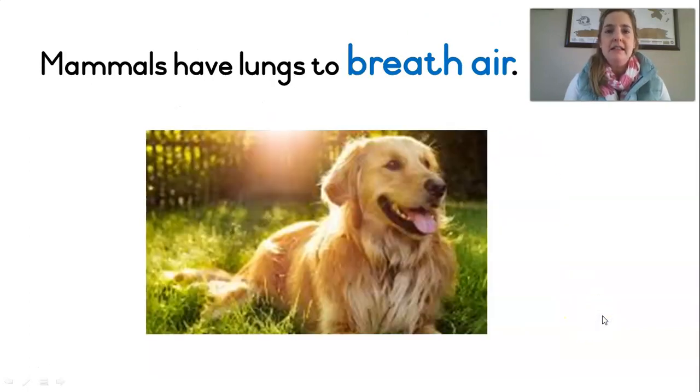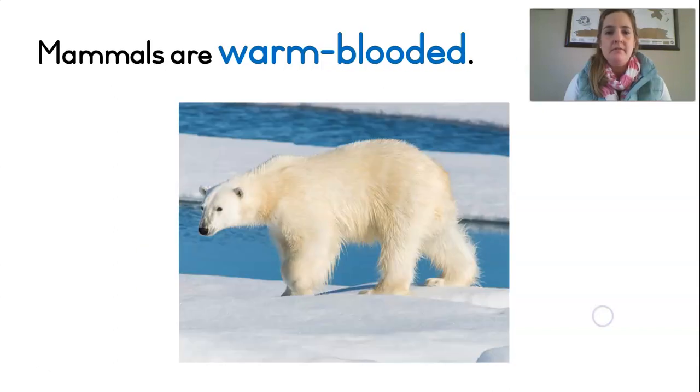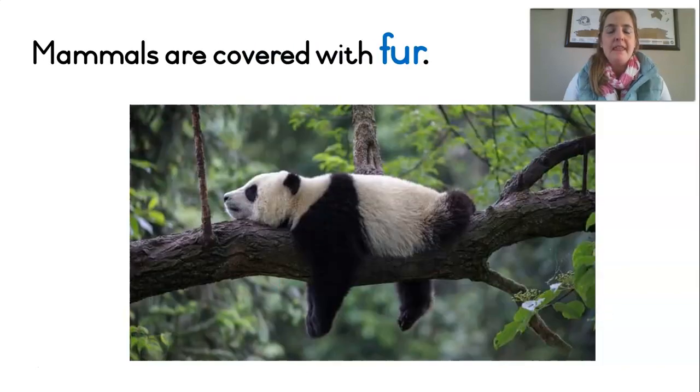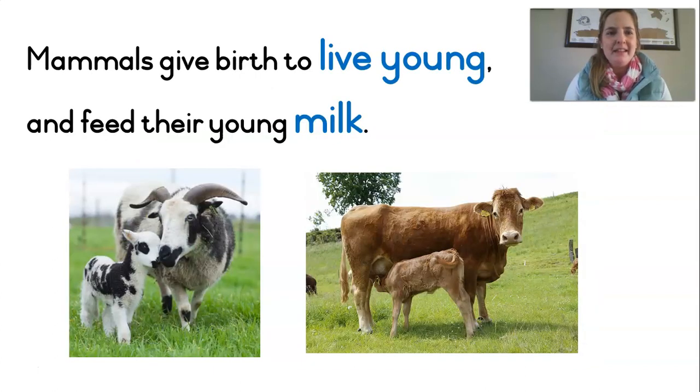Mammals have lungs and they breathe air. They have warm blood so they can regulate their own body temperature. They don't rely on the sun. They are covered with fur, at least at some point in their lives, like this panda over here. And they give birth to live young, and they feed their young milk.